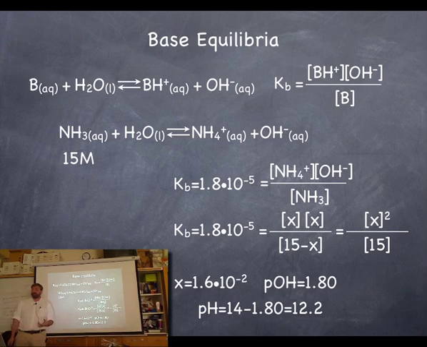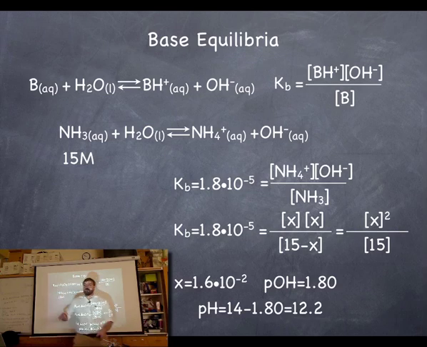Where do you get the 14? Remember, the root of this equation right here is Kw equals hydrogen ions times hydroxide ions. So the Kw is 1.0 times 10 to the negative 14 at room temperature, 25 degrees Celsius. And that's where we get the 14 from. Negative log of that value gives us 14. Questions? No? Okay.